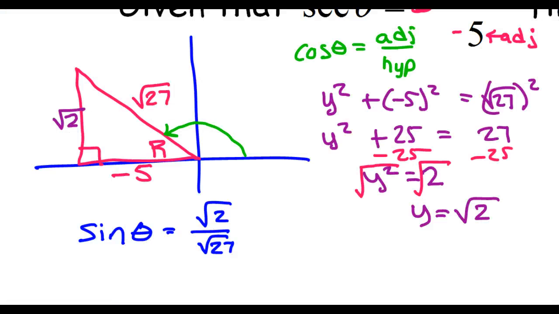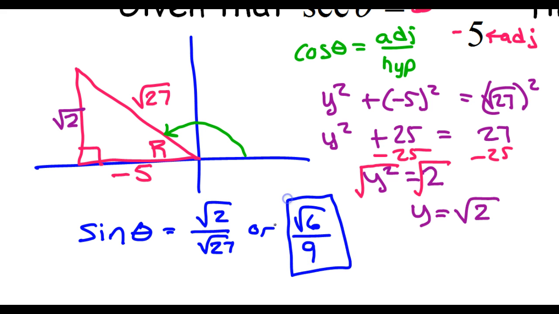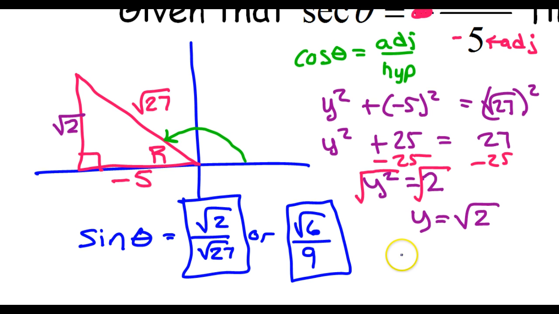So back to the problem. Radical 6 over 9, which is my favorite way to write it. Whatever, I'll put a box around this too. So, here endeth the lesson.